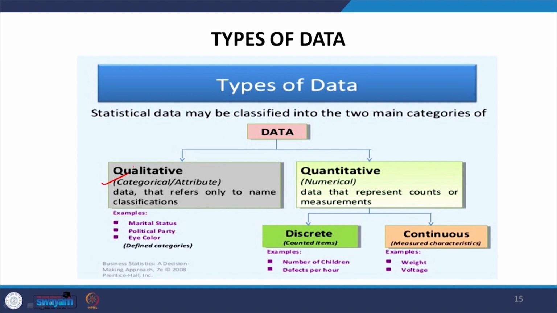Now, let us come to the discussion on quantitative aspects. Quantitative data are generally of 2 types, discrete and continuous. Discrete data are generally counted, these are called counted items, and continuous data have certain measured characteristics.